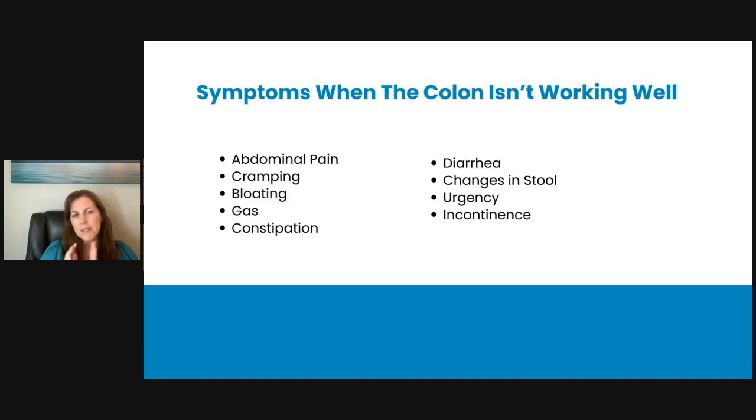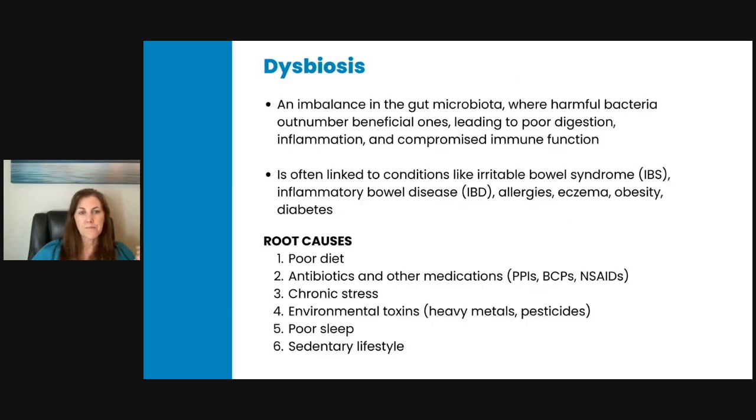So let's look at some specific symptoms that you may be having because your colon isn't working well. Abdominal pain, that could be on the right side or the left side. Cramping, bloating, gas, constipation, diarrhea, a change in stool, urgency, feeling like you need to go, and also incontinence. Now we're going to dive deeper into these issues.